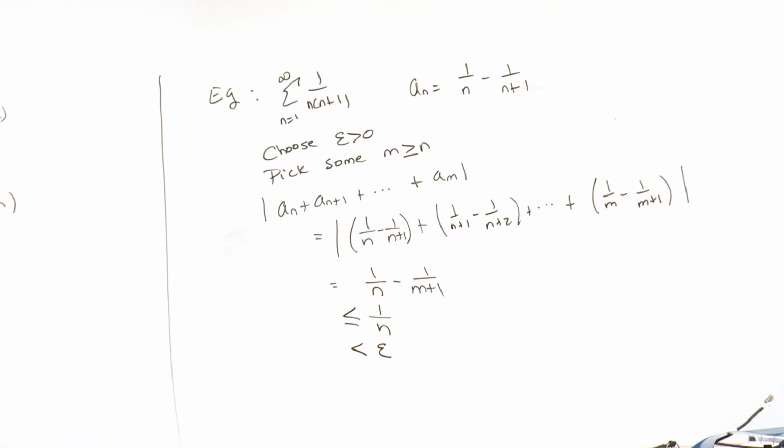Right? Indeed, we can force that to be true as long as n is big enough. So this is true if n is bigger than 1 over epsilon. So we're going to call this our n star. And as long as n is bigger than n star, m is also automatically bigger than this same n star. Right, so this is our Cauchy criterion in action.